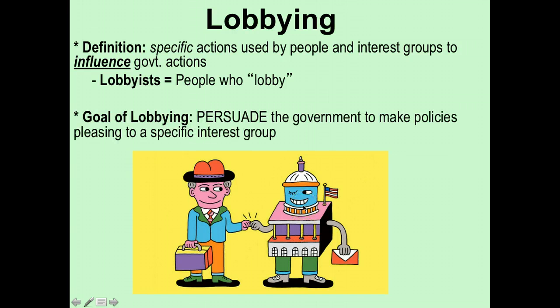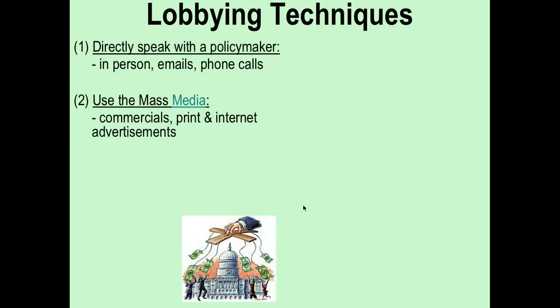The idea of lobbying, the number one goal: interest groups want the government to make policies to help its group. Lobbying are the methods, the ways. How are you going to get these officials to help you out? That's what lobbying is all about. All right, let's take a look at some of the techniques.